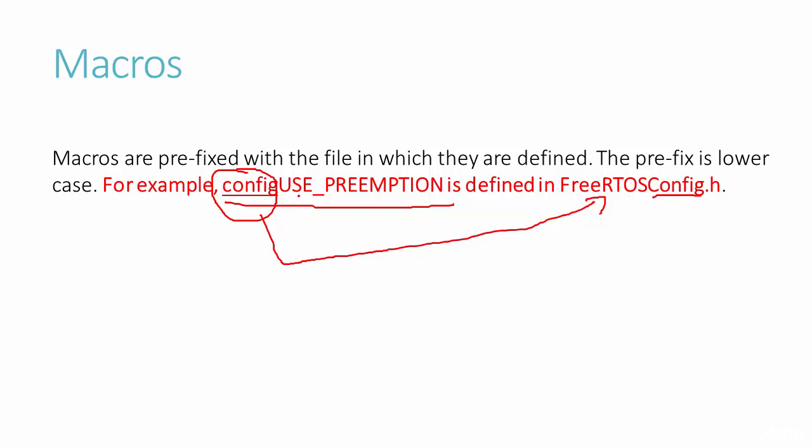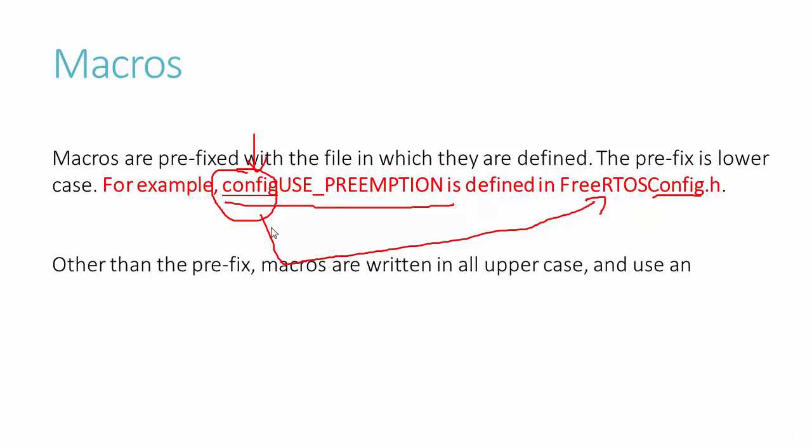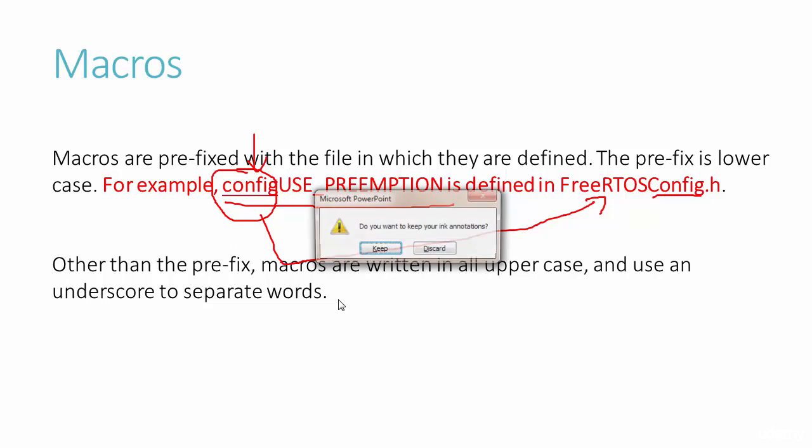So when you see this macro in your source code, then you will immediately come to know that it is defined in pre-RTOS config.h by just looking at the prefix. So that's the advantage it gives, and that's the convention pre-RTOS guys follow while coding their kernel source files. Other than the prefix, macros are written in all uppercase and use an underscore to separate words. So let's explore this in the pre-RTOS kernel source.